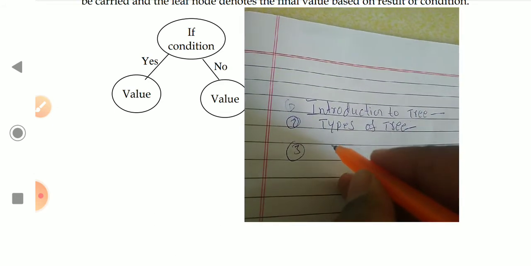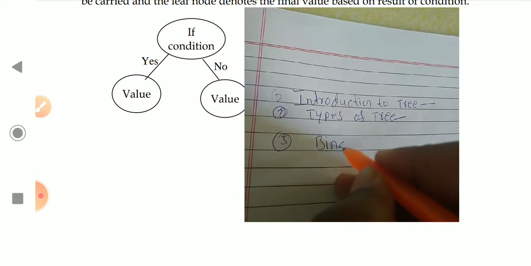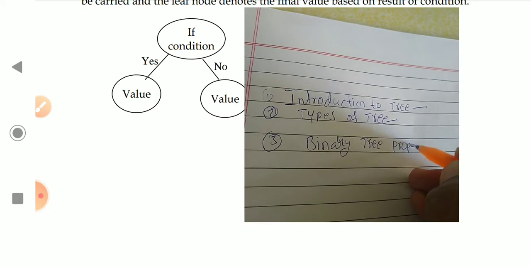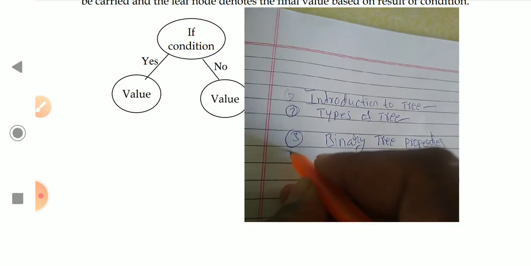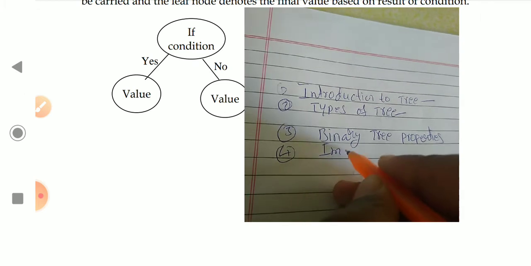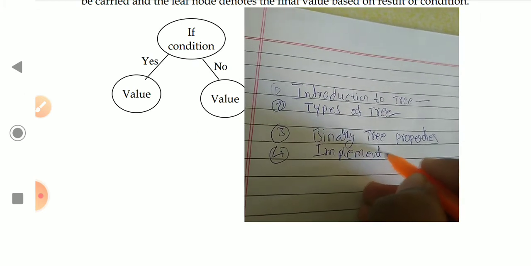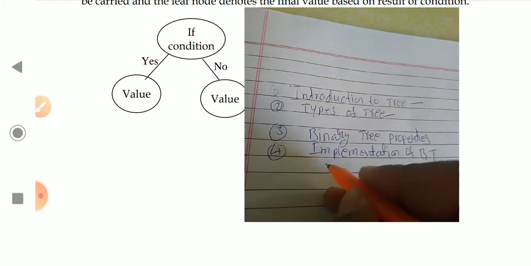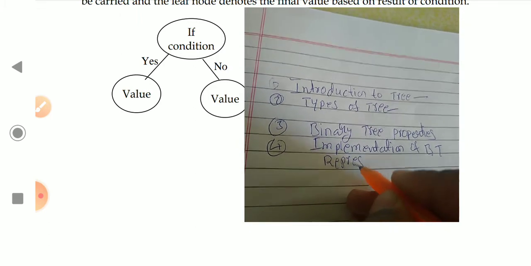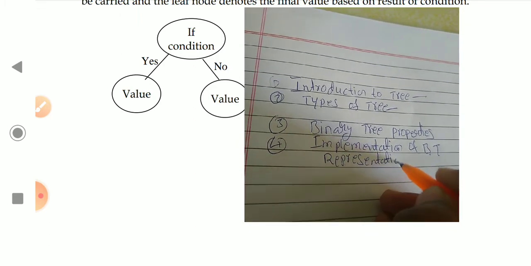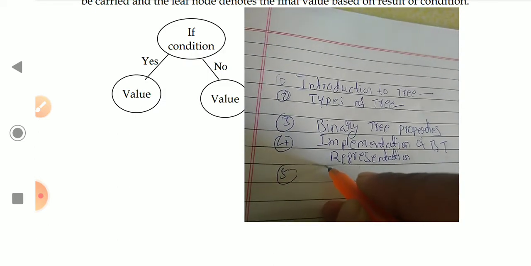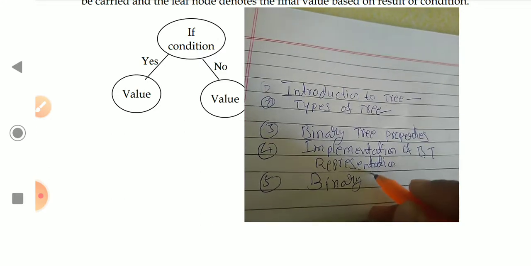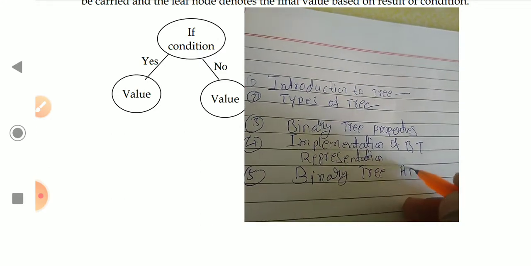Next we studied binary tree properties, and also the implementation of binary tree, or you can say the representation of binary tree. Representation of binary tree is the most important topic. Next we studied the binary tree ADT.